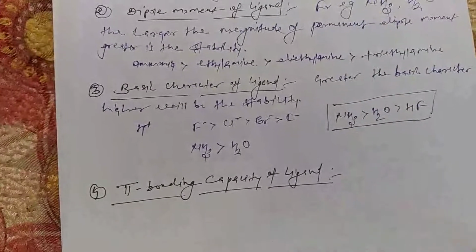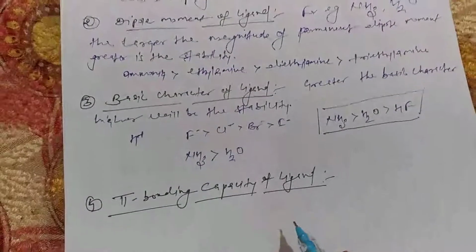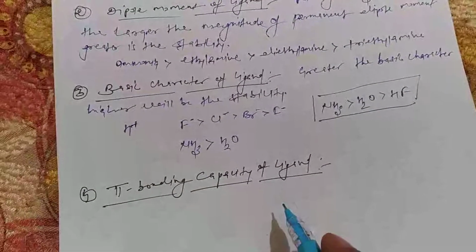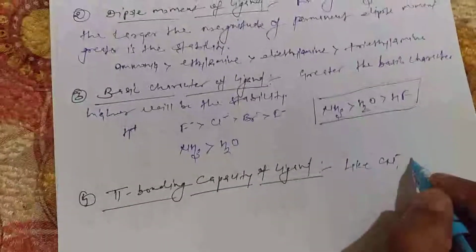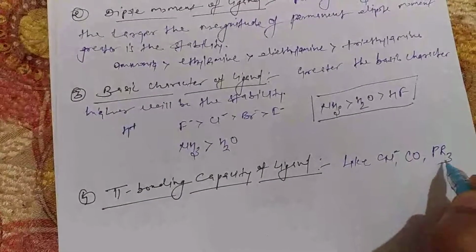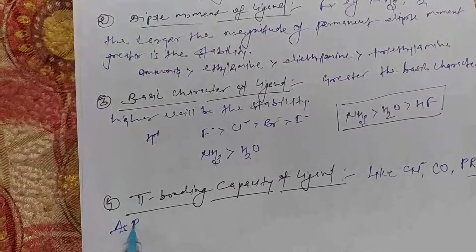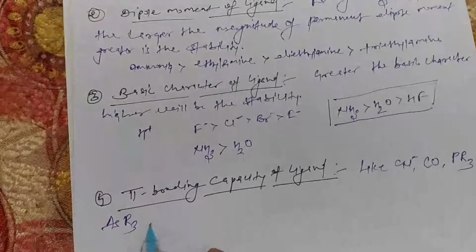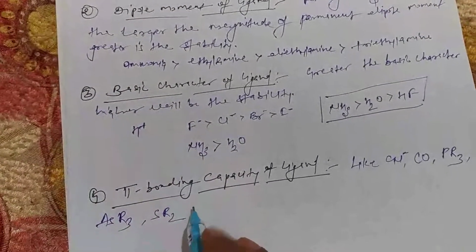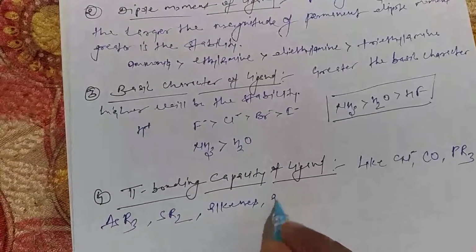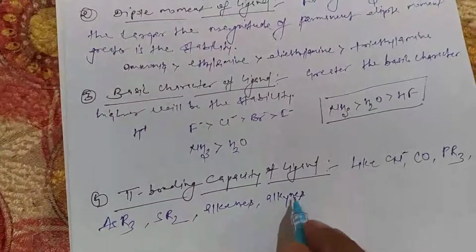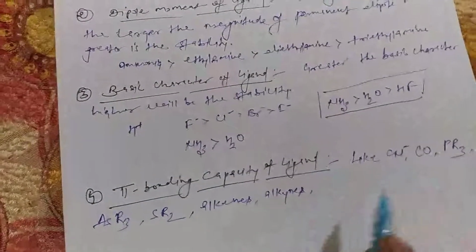We all know that metal-ligand bond formation is there in CFT. But there are several ligands with which the metal can also form a pi bond, like cyanide, CO, PR3, the phosphorus group, SR2, alkenes, and alkynes. So these all are capable of forming a pi bond.